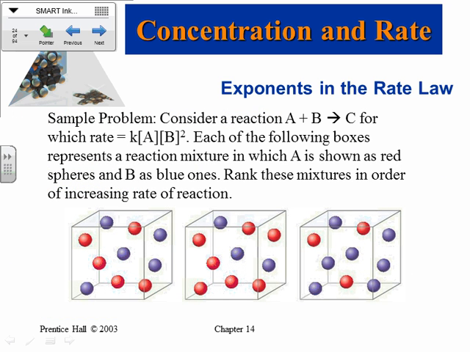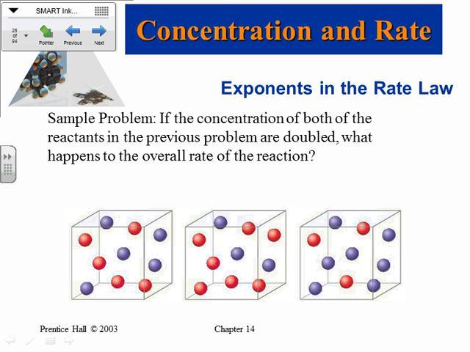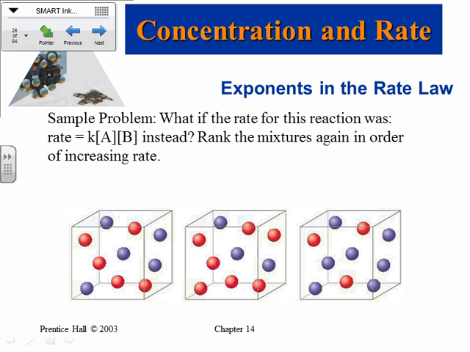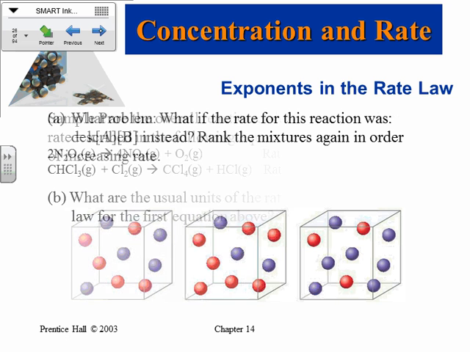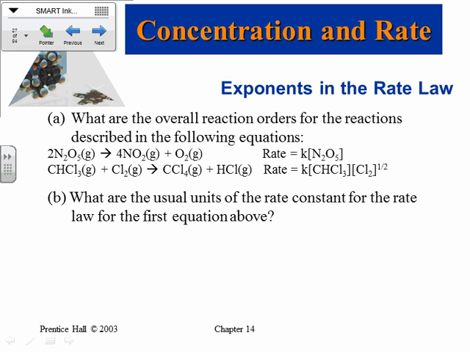Okay, so problem here. Let's say you've got this reaction, and this is your rate law right here. It says each of the following boxes represents a reaction mixture. We want to rank these mixtures in order of increasing rate of reaction. Oh, gosh. Okay, I'm sorry. We're going to go on. I'm almost positive this one's in the book, so the solution's there. You can look at it. I just need to make sure we get through all the rest of this.